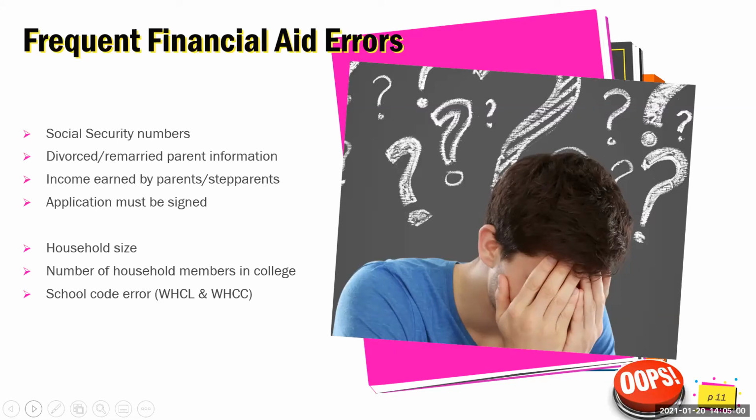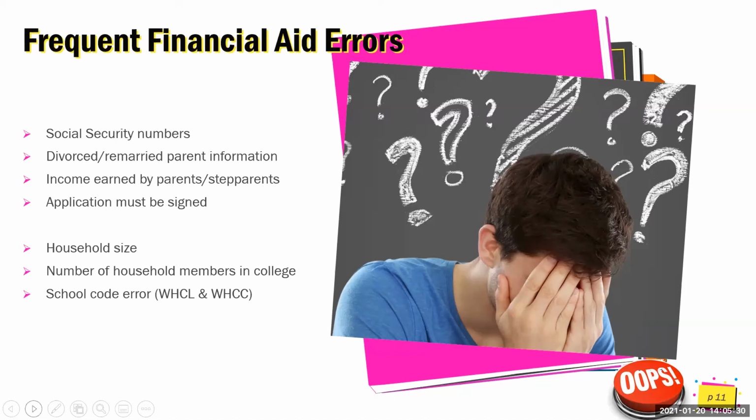Another common issue is the divorced or remarried parent information. A lot of students don't know what to put on there. Should I put mom? Should I put dad? Which one should I put? So usually for that one, we recommend you list the parent that you're living with more than 50% of the time. So if you live with mom more than dad, and mom provides more than 50% of the support to you, you go ahead and list mom. Okay, make sure you completely list mom's information on your FAFSA.